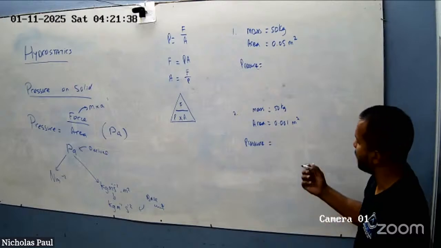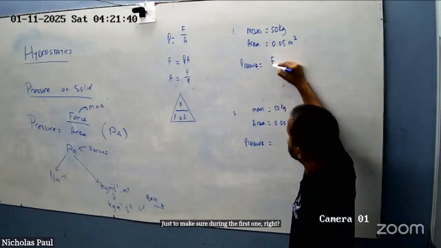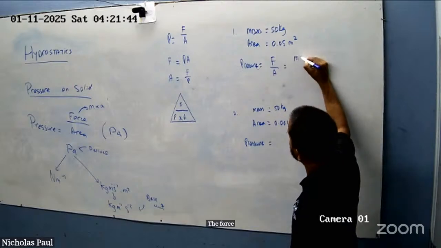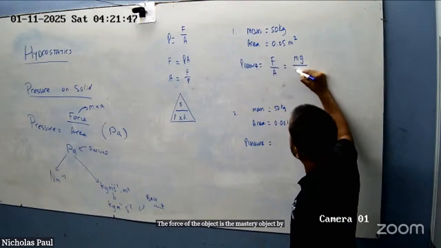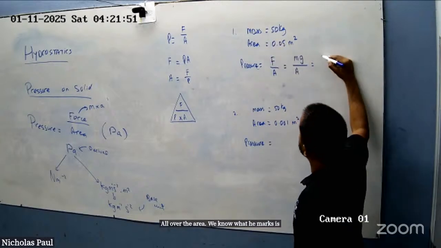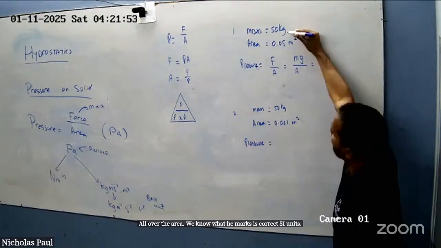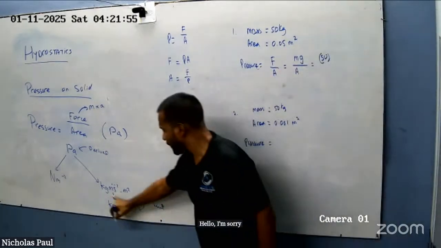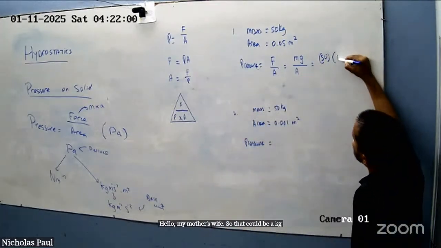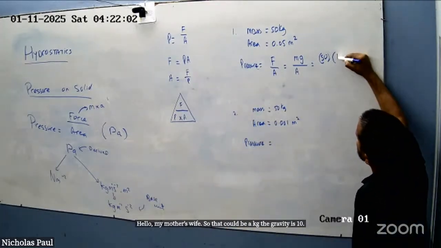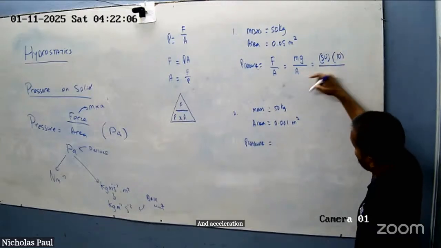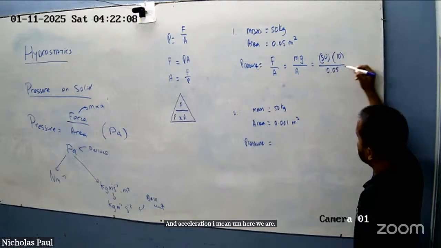Just to make sure you're doing the first one right. Pressure is equal to force over area. The force of the object is the mass of the object times gravity, all over the area. We know what the mass is. Is it in correct SI units? Kilograms, right? Remember this, kg meters per second squared. So that has to be in kg. The gravity is 10, and the area is 0.05.